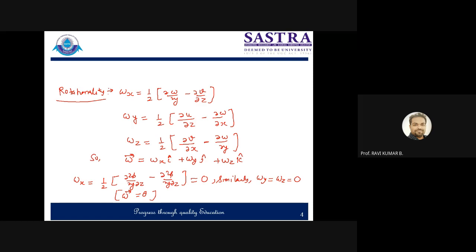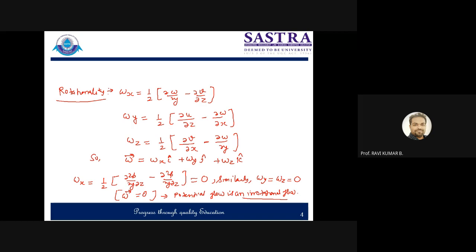So what we can say from here? From here we can say that potential flow is always an irrotational flow. So we can say from here potential flow is an irrotational flow. Is that clear?